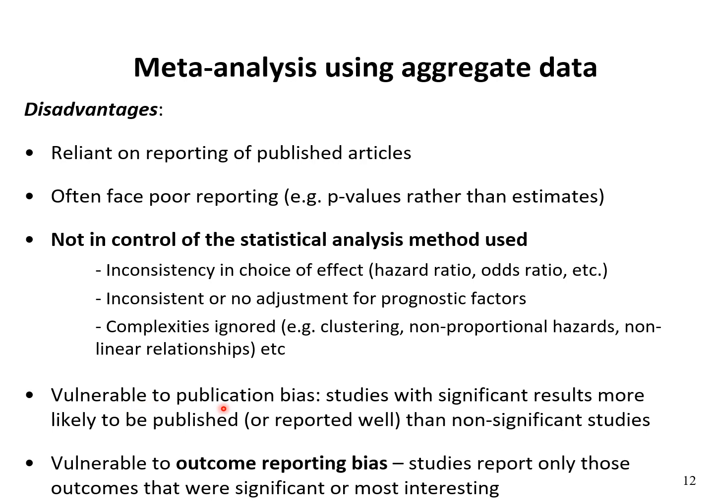A meta-analysis of aggregate data is also very vulnerable to publication bias. So that's where some studies with significant results are more likely to be available to you and give you their aggregate data than those of non-significant studies. A similar issue is outcome reporting bias, where studies will report the aggregate data for outcomes that were in some sense significant, but not for outcomes that were not significant.